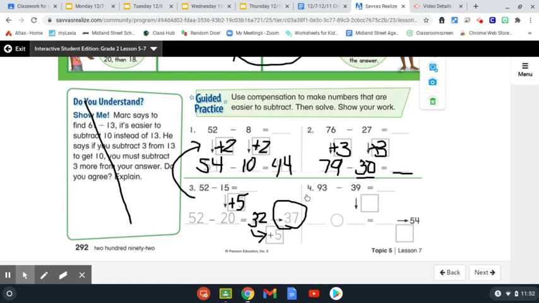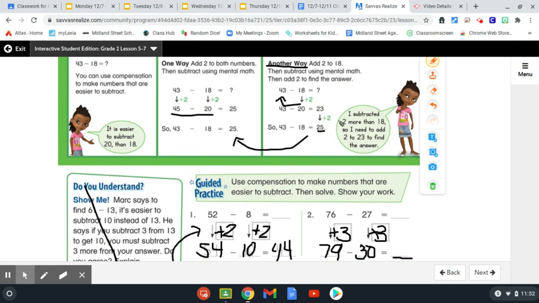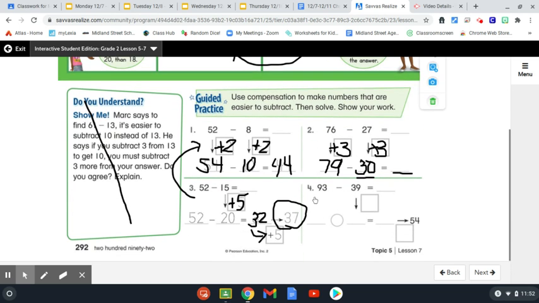So number 4, you can practice this way, this model, also shown right here. 93 take away 39 equals. You want to round up. What's the closest group of 10? 10, 20, 30, 40, 50. Did you say 40? If you did, good job. 39 plus what number equals 40? Plus 1? You are correct.